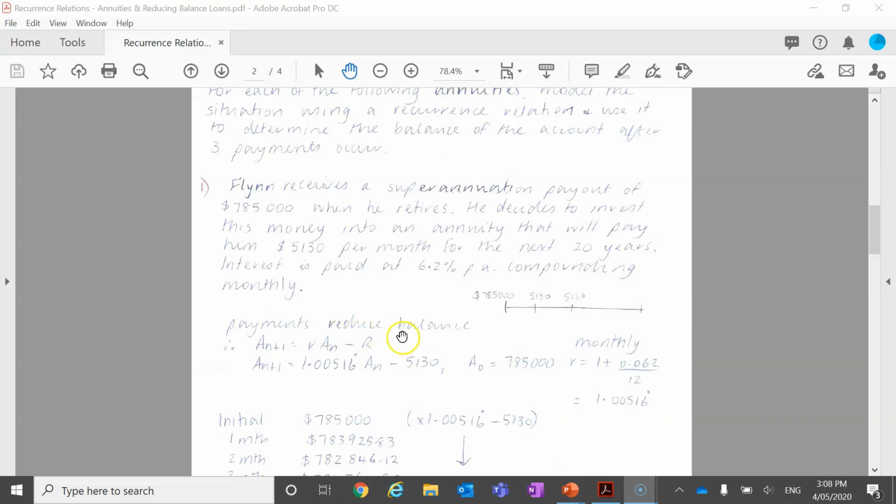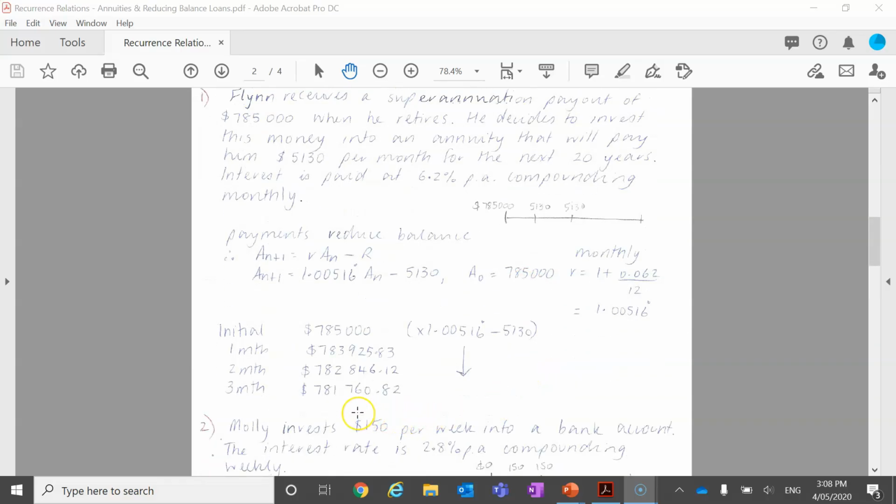I'm just starting with this statement here to help me to work out which of the 2 rules I should use. Because Flynn is receiving these payments out of his account, those payments are going to reduce the balance of his account. So I'm going to use the rule that has the subtract the repayments in it, because I need to reduce the account balance by the size of those payments. We're very familiar with this, so I've used my interest rate to work out my R value, and I've put that into my rule, subtracting the payments of $5,130, and the initial value of that account is $785,000.